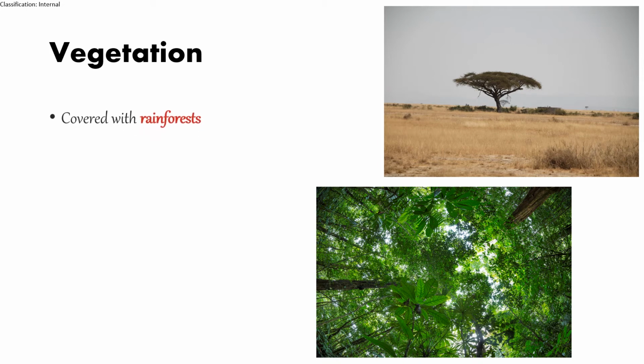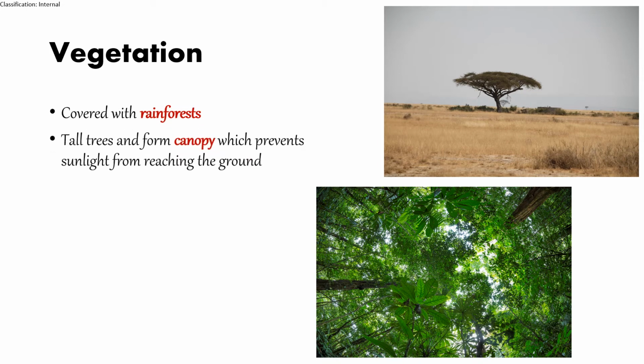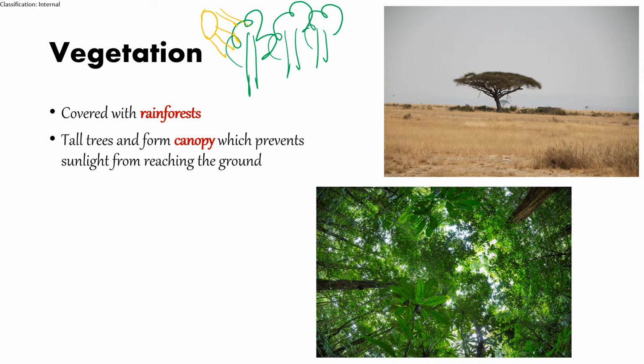Vegetation. Most of the Democratic Republic of Congo is covered with rainforests. These forests are covered with tall trees and form a canopy which prevents sunlight from reaching the ground. Now, what is a canopy? A canopy is a dense growth of trees in rainforests that prevent sunlight from reaching the ground.